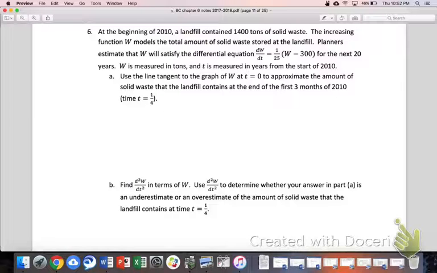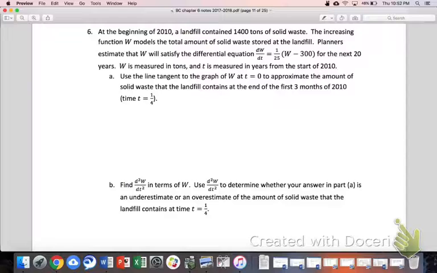All right, so we're just going to be talking about letter A for now. Letter A says use the line tangent to the graph of W at t equals 0 to approximate the amount of solid waste the landfill contains at the end of the first 3 months. So in order to use the tangent line approximation, we need to actually have the tangent line approximation. So let's find that first.